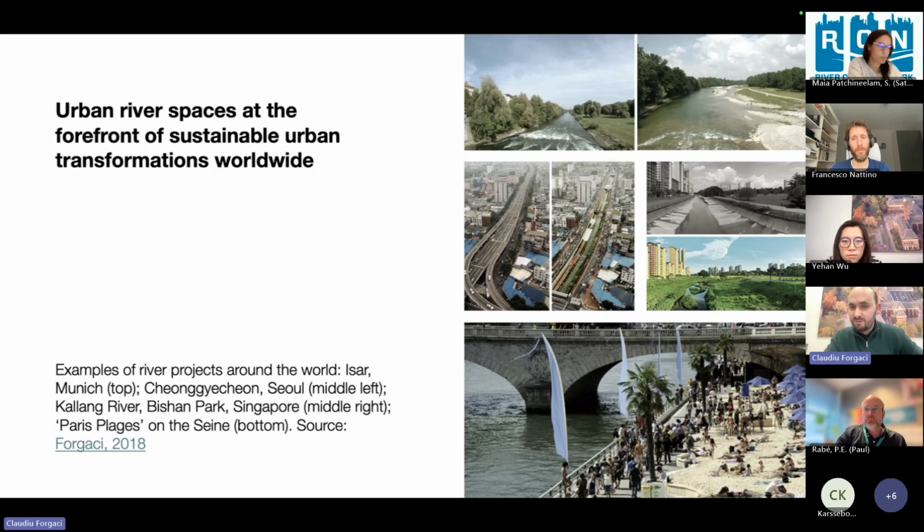So what you see in this slide is just a few examples of projects. One is in Munich on top. In the middle, we see Seoul and Singapore, and on the bottom, we see Paris. But there are many more cities around the world where such transformations are happening.